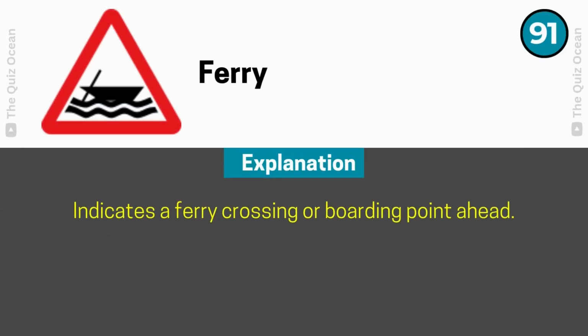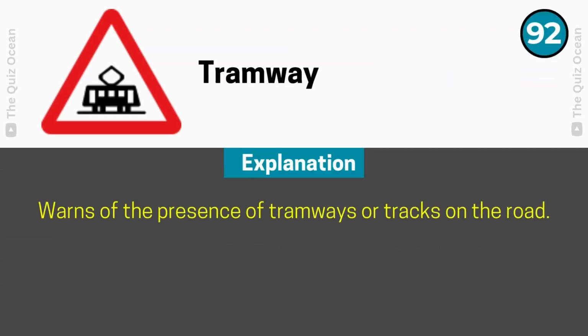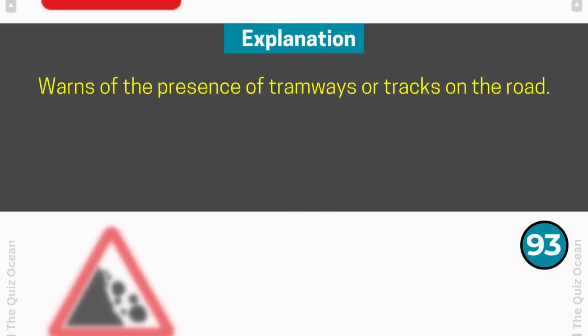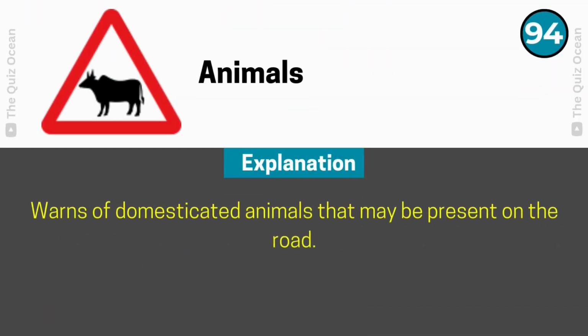Ferry sign. Indicates a ferry crossing or boarding point ahead. Tramway sign. Warns of the presence of tramways or tracks on the road. Falling rocks sign. Alerts drivers to possible falling rocks, often in mountainous areas. Animals sign. Warns of domesticated animals that may be present on the road.